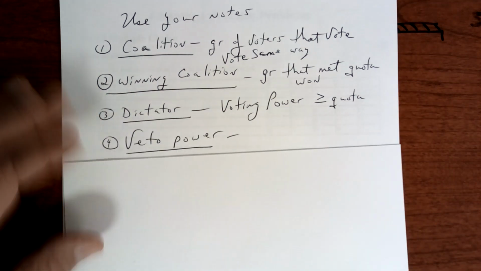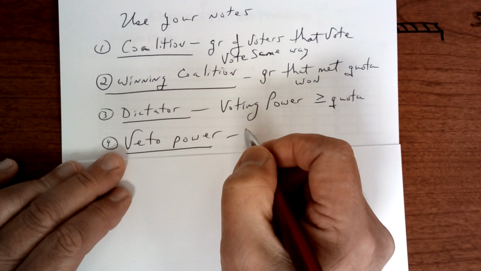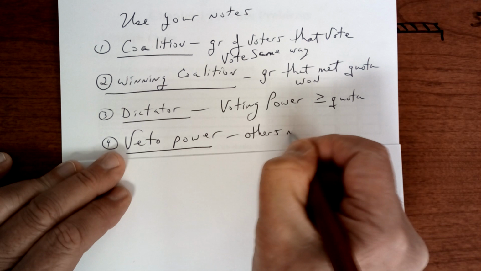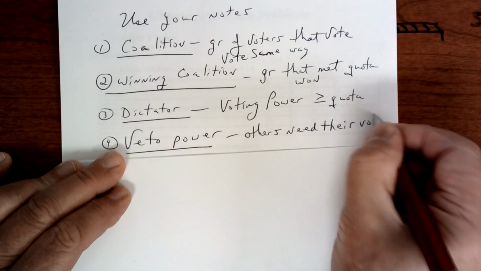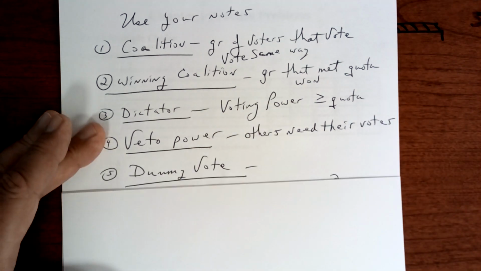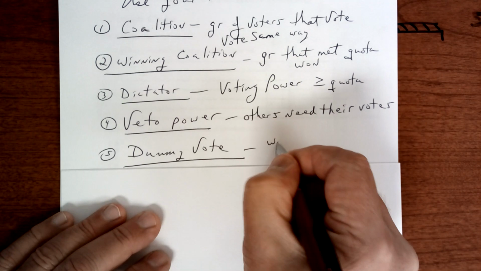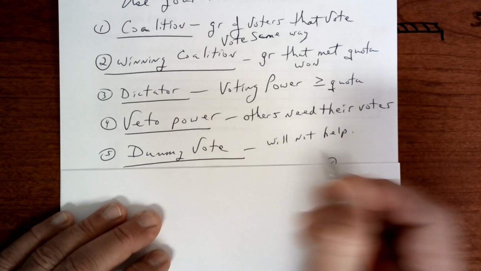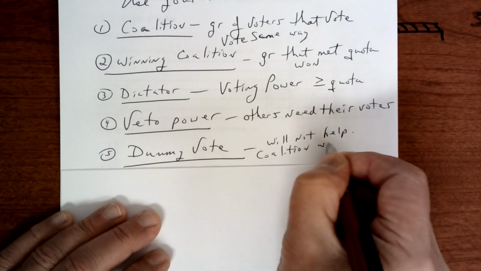Veto power means other players need them or their resolution will not pass. So others need them or need their votes. A dummy vote is they're not going to help you win, will not help your coalition win. They don't really matter.